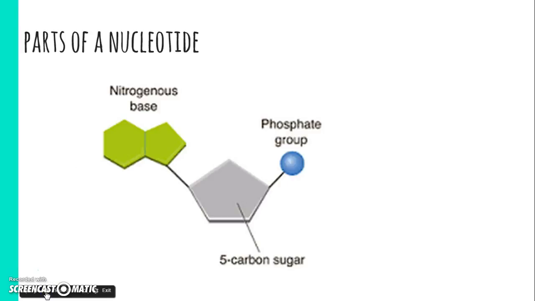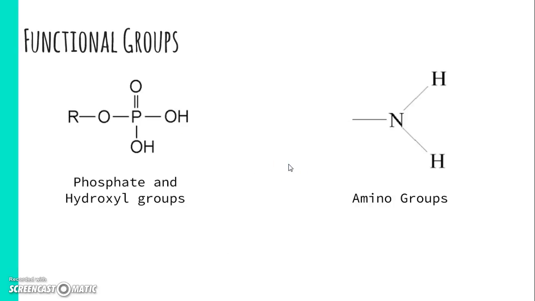As we mentioned earlier, the building block of nucleic acid is a nucleotide, and these are just the parts of it. There's a nitrogenous base, a 5-carbon sugar, and a phosphate group. And then these are the functional groups of nucleic acid: phosphate, hydroxyl group, and the amino group.